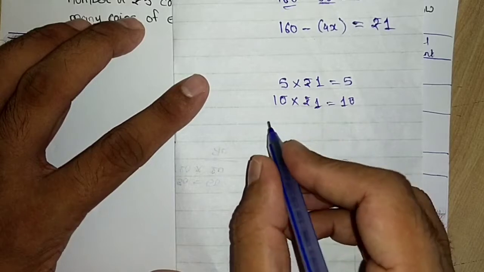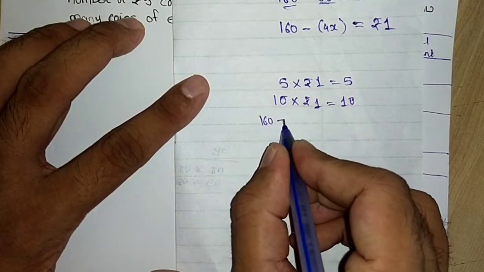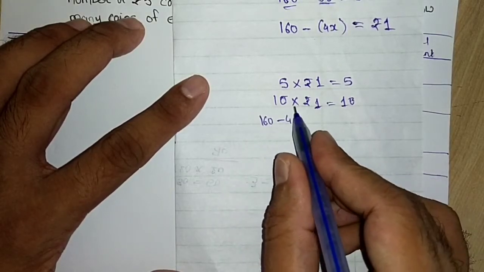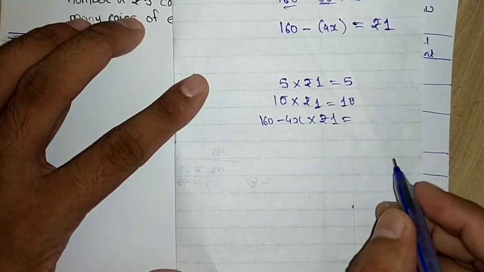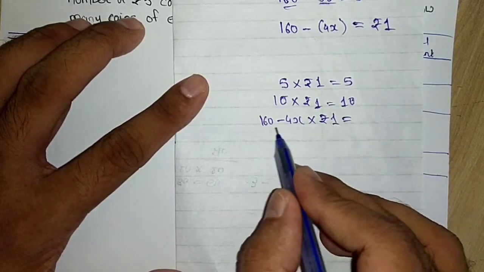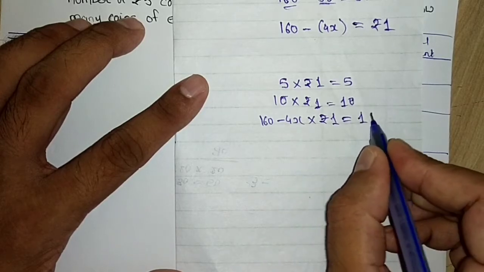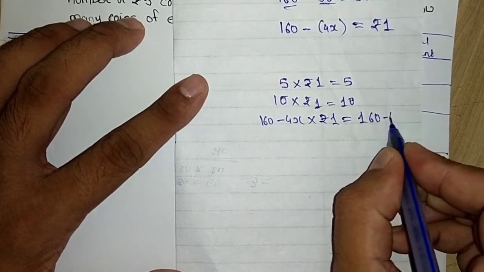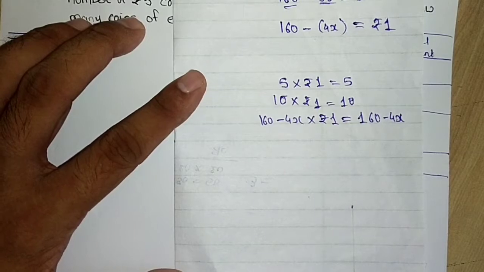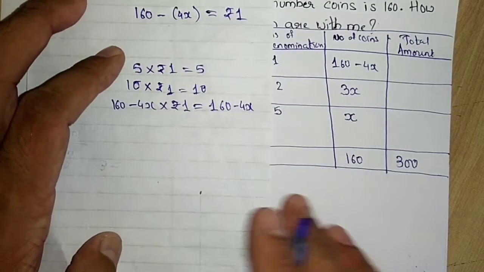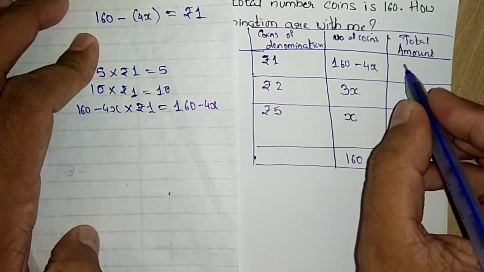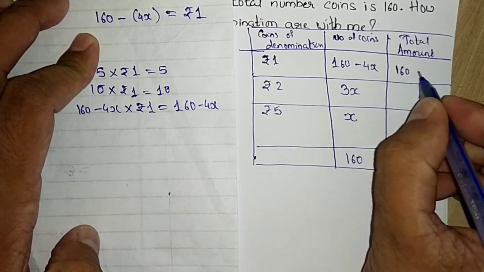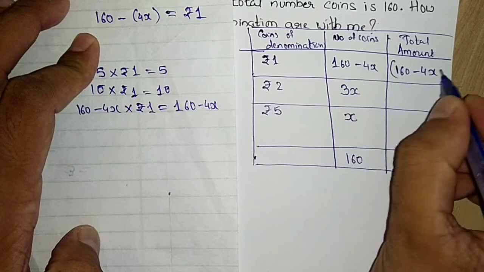So if I am having 160 minus 4x coins of rupees 1 with me, then definitely anything into 1 will give that number only. So I will write 160 minus 4x. Hope you are understanding, students. So the total amount in rupees from 1 rupee coins is 160 minus 4x.